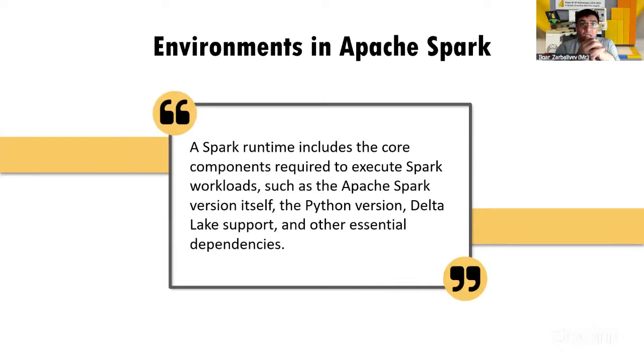Now that we have looked at Spark pools, let's talk about another important concept in the Spark ecosystem, environments. When working with Apache Spark, the software that's installed and used behind the scenes is determined by something called a runtime. The Spark runtime includes the core components required to execute Spark workloads, such as the Apache Spark version itself, the Python version, Delta Lake support, and other essential dependencies. As the Spark ecosystem continues to evolve, multiple runtime versions become available, each offering different features, performance improvements, and compatibility options.